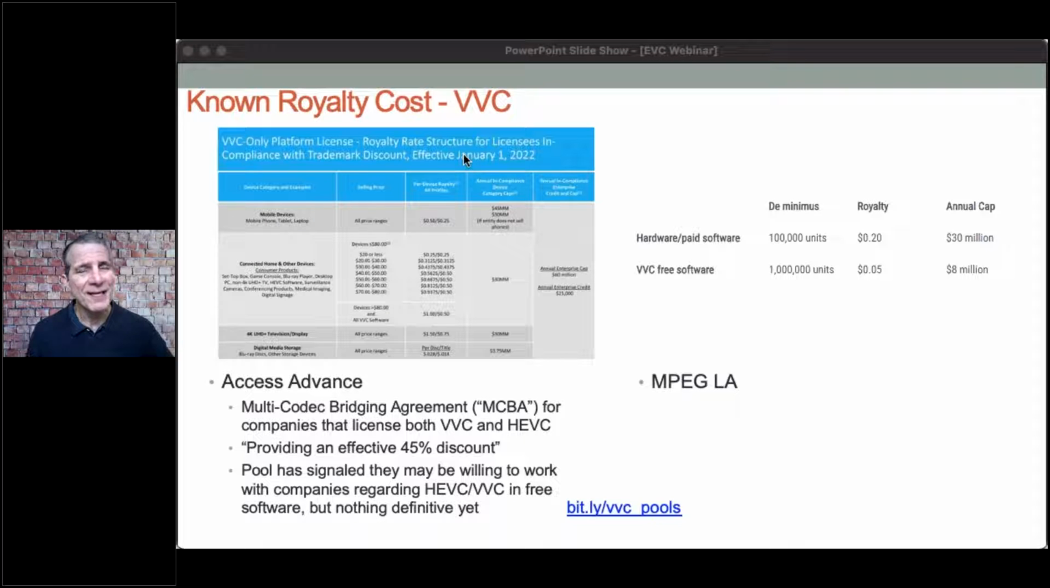free software. Access Advance has talked about coming up with a structure for lower cost distribution to browser support or other free applications. They haven't done anything with it yet, or I haven't seen any implementations of that, but I just wanted to point out that Access Advance has talked about doing something similar to what MPEG LA actually did. And you can read more details about the two royalty structures in the article that I've cited below.